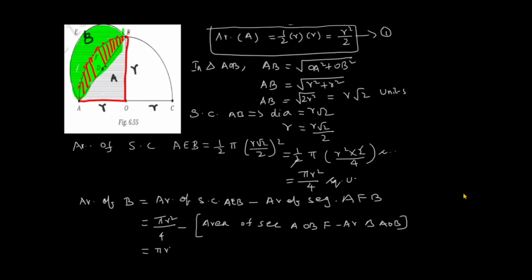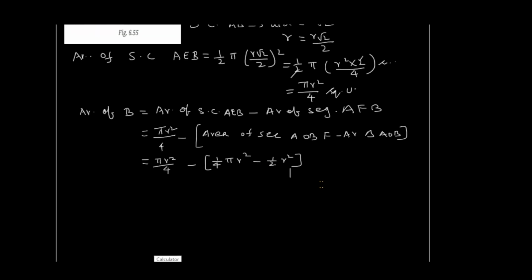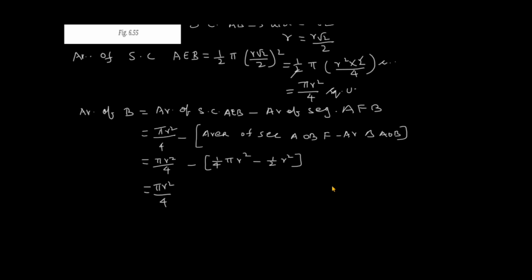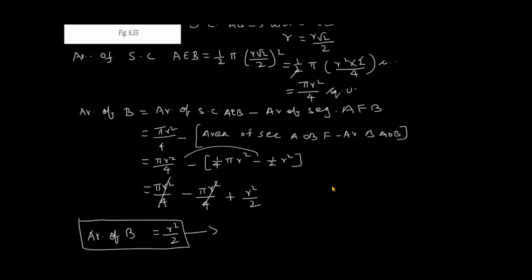So pi R squared by 4 minus the area of sector, 1 by 4 pi R squared, because that is the quadrant, minus 1 by 2 R squared, that is the right angle triangle whose legs are both the same, R and R. So that is equal to pi R squared by 4 minus, removing the bracket, we get pi R squared by 4 minus into minus is plus R squared by 2. So cancelling plus and minus, we get R squared by 2. That is the area enclosed by the shaded region B. This is 2.